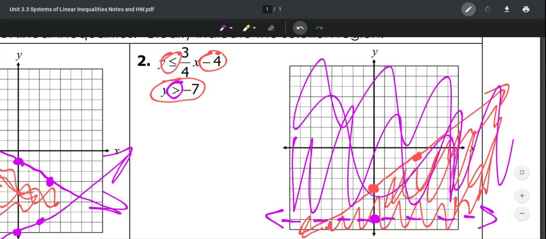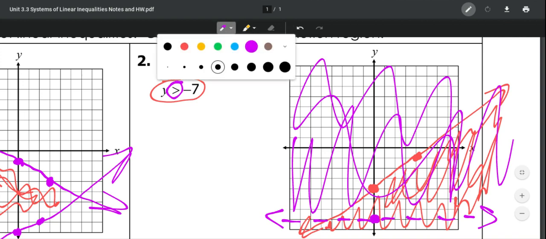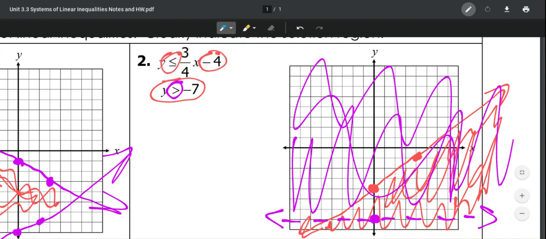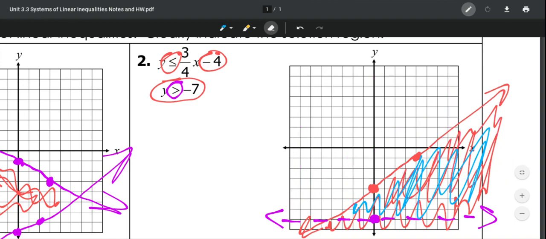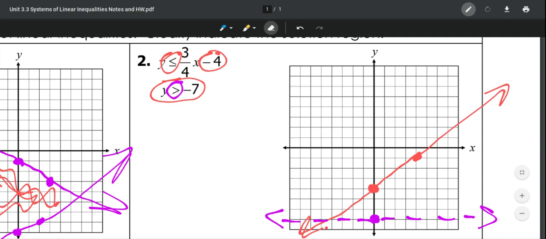Now, this is what I mean. If you look at this now, it's kind of confusing to see where your actual solution would be, which where it overlaps would be right here. Okay, but I'm going to try to show you how to wait and shade after. That way it makes a little bit more sense. So let me try to get rid of all that.